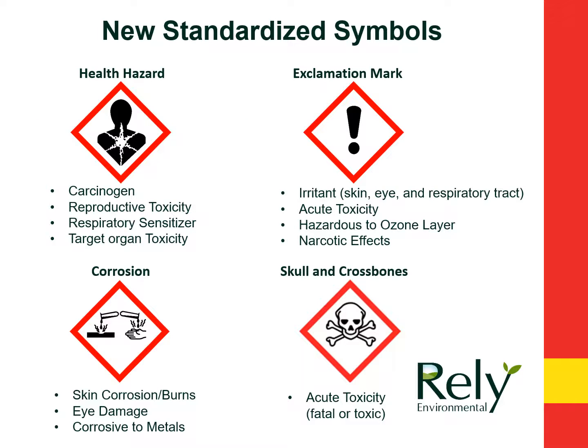Below are the new standardized symbols categorized by hazard. Chemicals with the health hazard pictogram are chemicals that are considered to be a carcinogen, reproductive toxicity, respiratory sensitizer, and target organ toxicity. Chemicals with the exclamation mark symbol are chemicals that are considered to be an irritant to the skin, eye, and/or respiratory tract, have acute toxicity, are hazardous to the ozone layer, and have narcotic effects. Corrosive chemicals can cause skin corrosions and burns, eye damage, and are able to cause corrosion to metals. Chemicals with the skull and crossbones pictogram are chemicals that through exposure to a single dose may be toxic or fatal if inhaled or swallowed, or if it comes into contact with the skin.